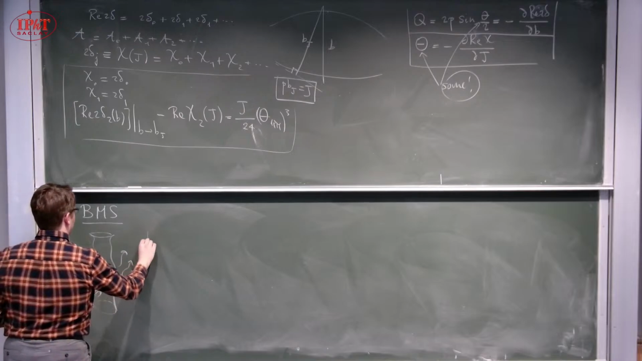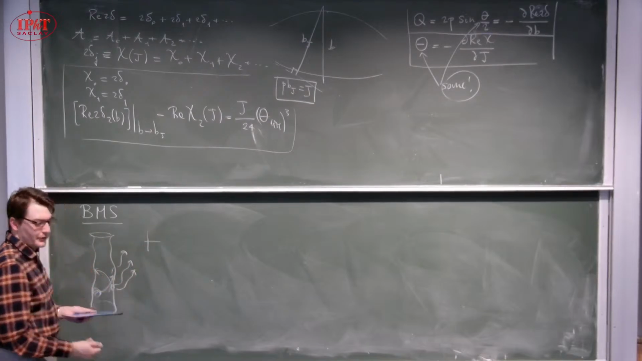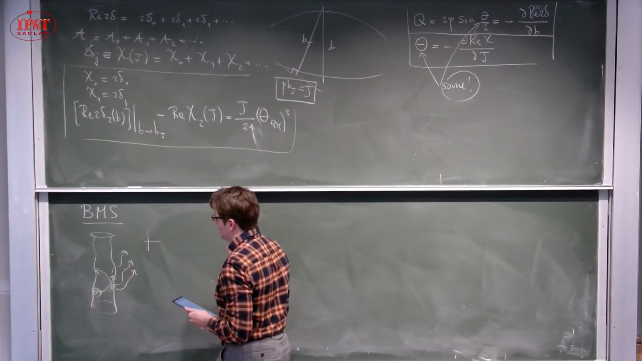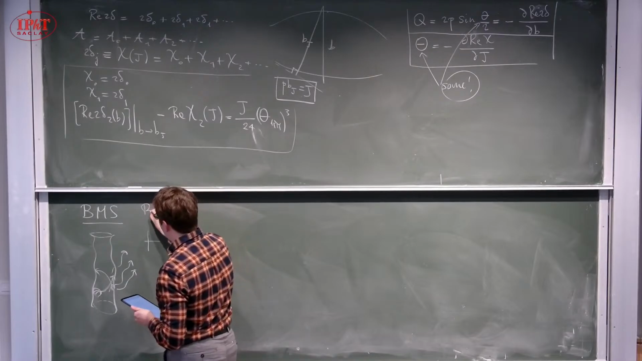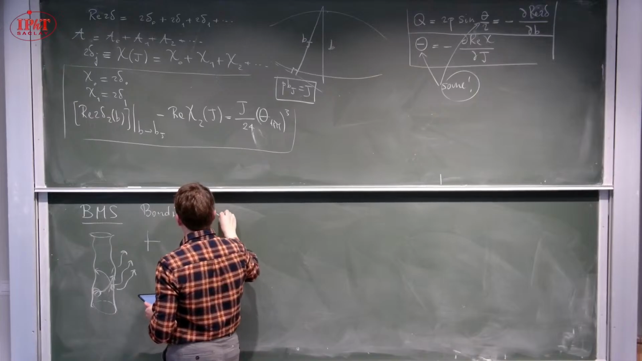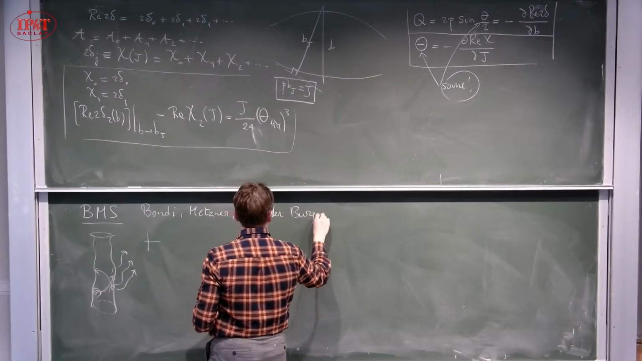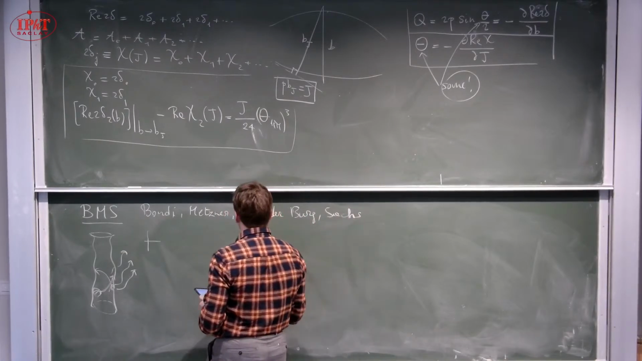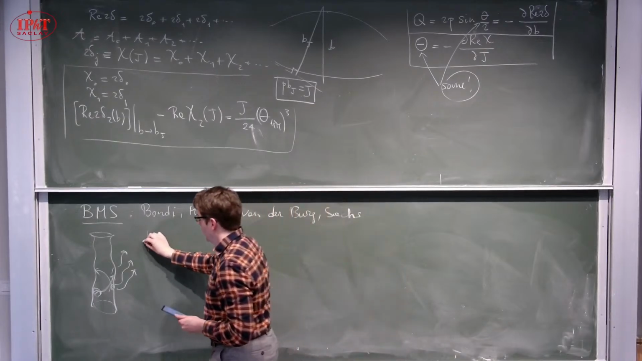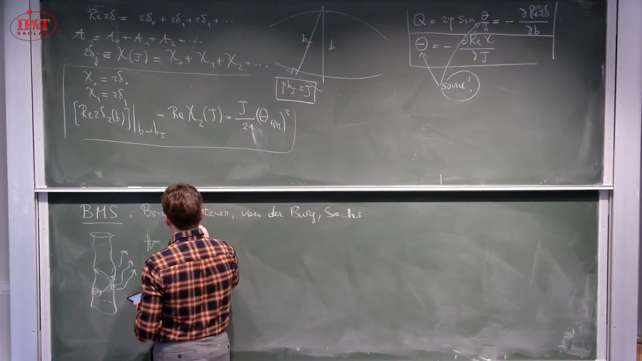So our interferometry experiments just measure a signal which is very, very small. In fact, it's one of the problems, very small. And people in the 60s, particularly Bondi, Metzner, van der Burg, and Sachs, developed, purely from a general relativity perspective, a formalism to describe these classes of spacetimes which are called asymptotically flat.